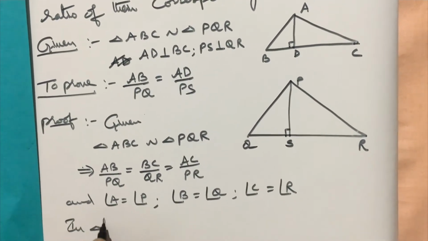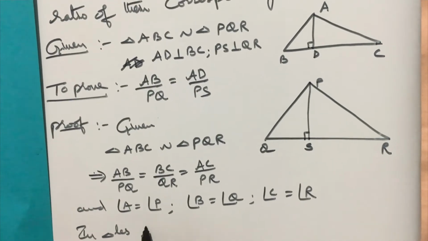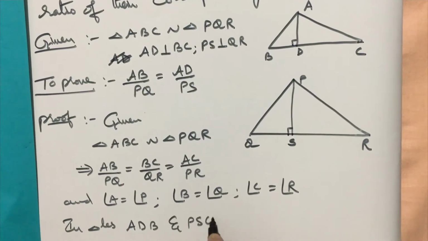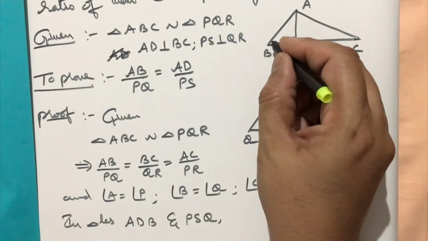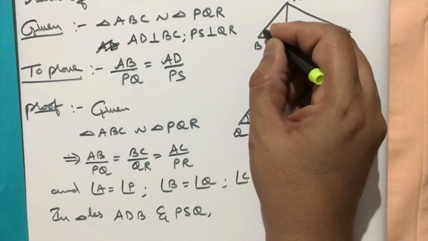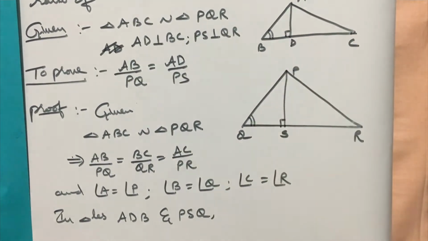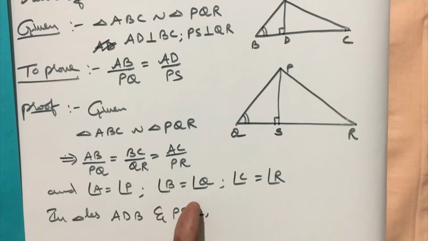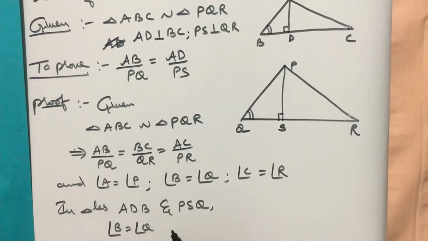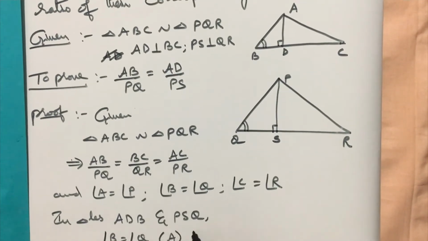In triangles ADB and PSQ, see here, this angle B is equal to angle Q, as these two triangles ABC and PQR are similar to each other. Angle B is equal to angle Q. Write the reason in the bracket.